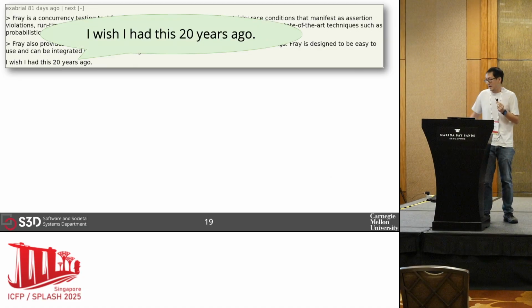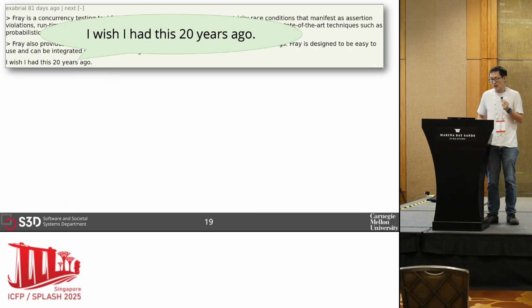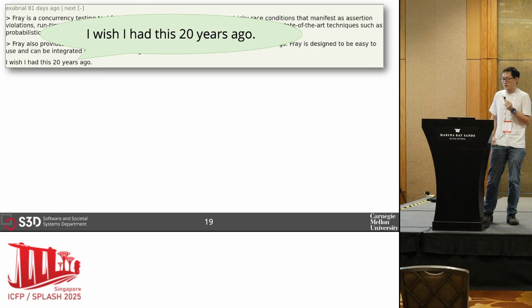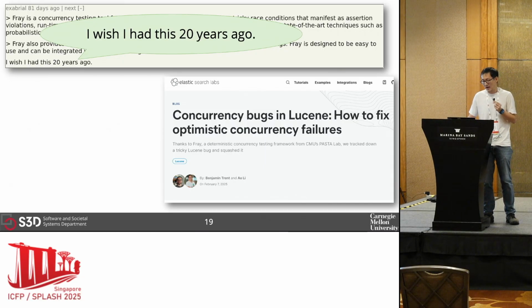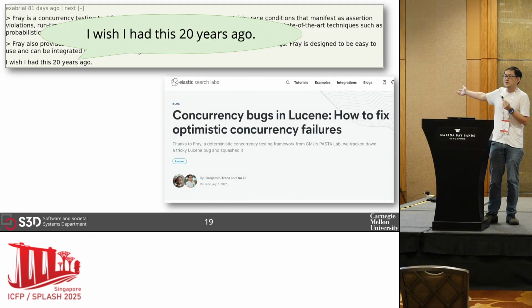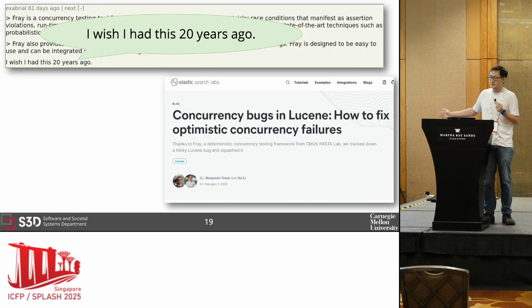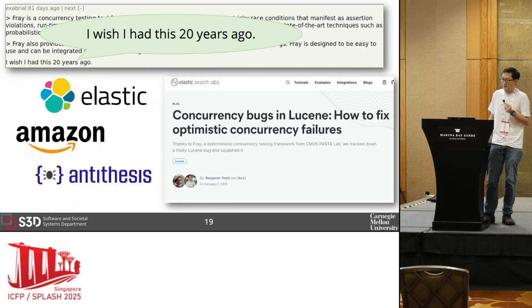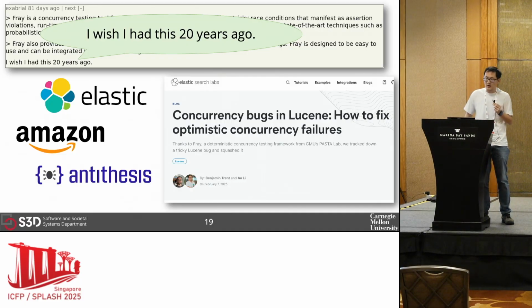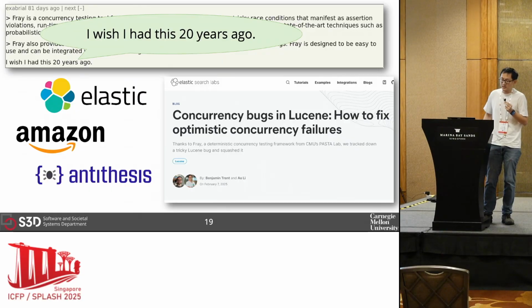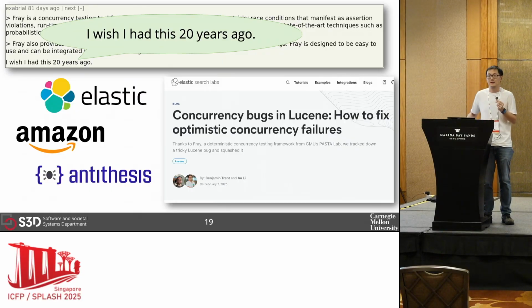So we got some very positive feedback from the developers. After publishing, Fray was on the Hacker News front page a couple of times. And we also helped the developers fix the Lucene bug. After we fixed the bug, the Lucene developers were very happy, and they invited us to write a blog post about how Fray helped them diagnose this bug. And after releasing Fray, we got requests from developers at Elasticsearch, Amazon, and Antithesis. They all expressed their interest in integrating Fray into their systems.